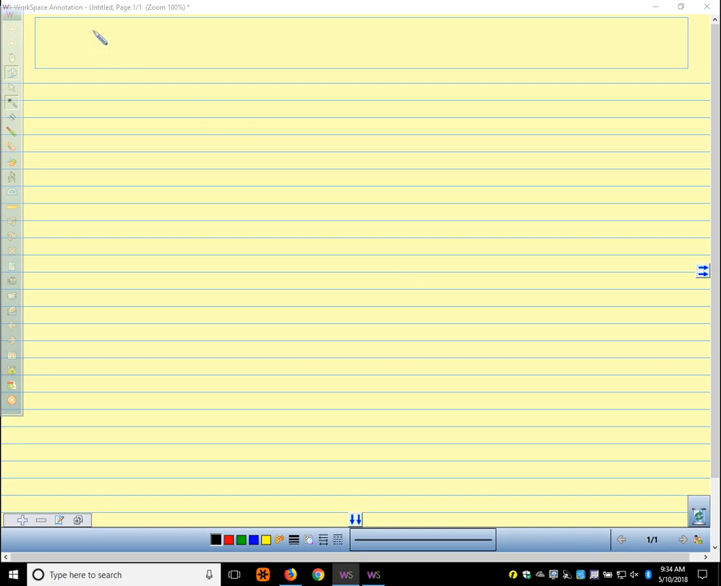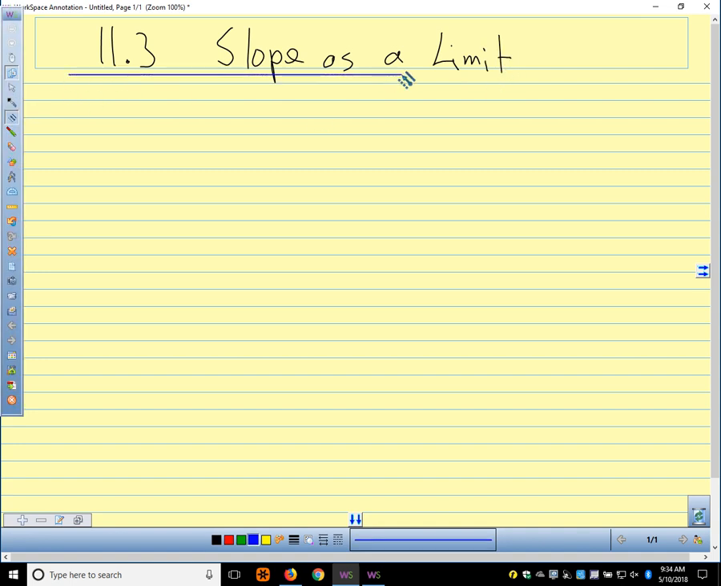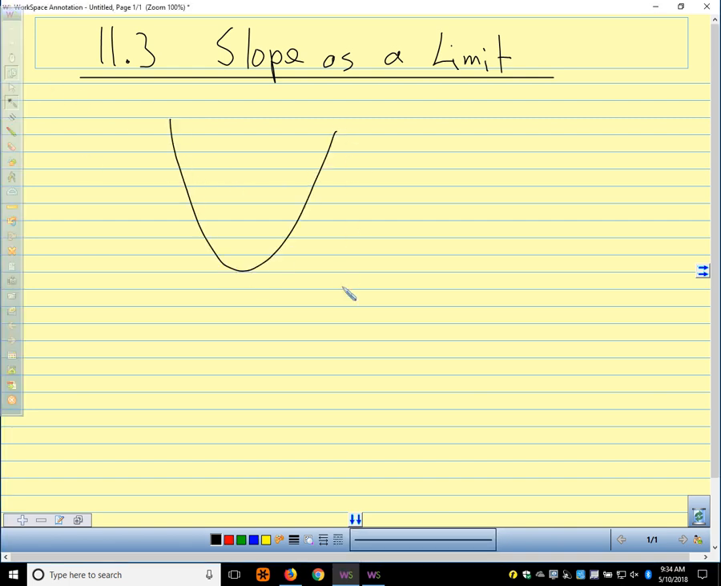All right. So we're moving back to section 11.3, and we're going to talk about slope as a limit. Now the first thing I want to talk about has to do with some curve. What we're interested in is, at a particular point, what is the slope of our curve right there at that point?